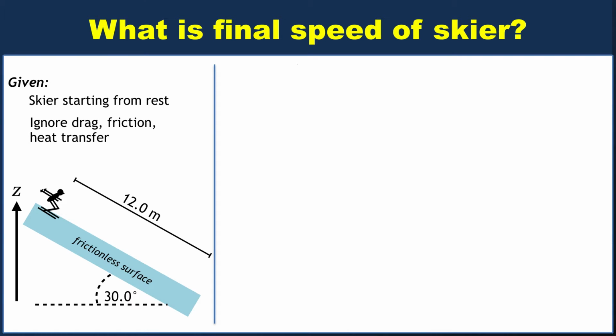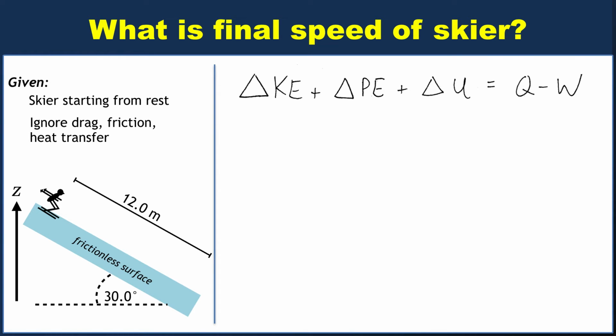Conservation of energy tells us that the change in total energy equals Q minus W, where the change in total energy is the sum of the changes in kinetic, potential, and internal energy, Q is the heat transfer, and W is the work. We were already told that we can ignore drag, friction, and heat transfer, so Q and W are both zero in this problem. So there's no heat transfer, and no work being done by some external force, such as drag or friction, which would be the most likely suspects.